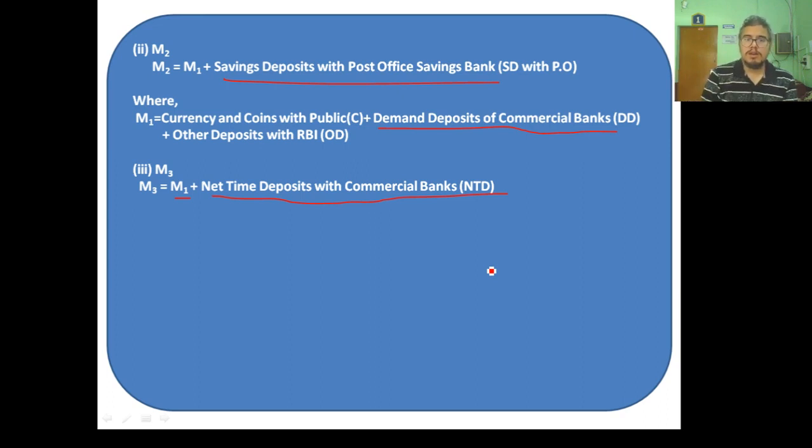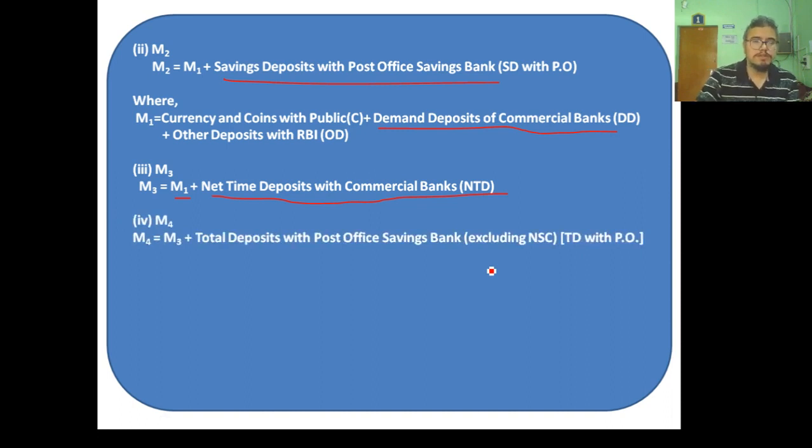Clear? Now we'll move on to the next measure of money supply, that is M4, and M4 comprises M3 plus total deposits with post office. Now here excluding NSC, we'll discuss this a bit later.